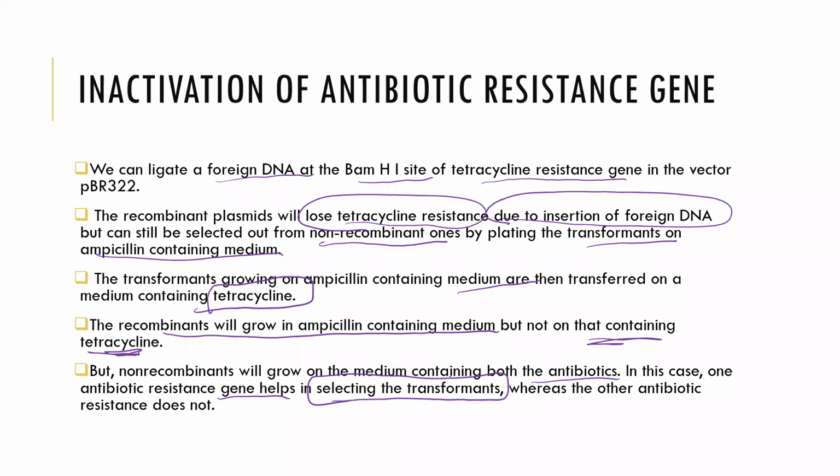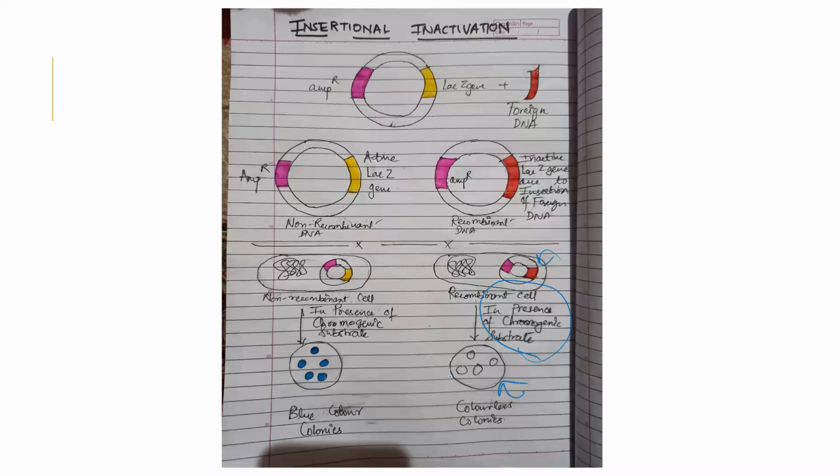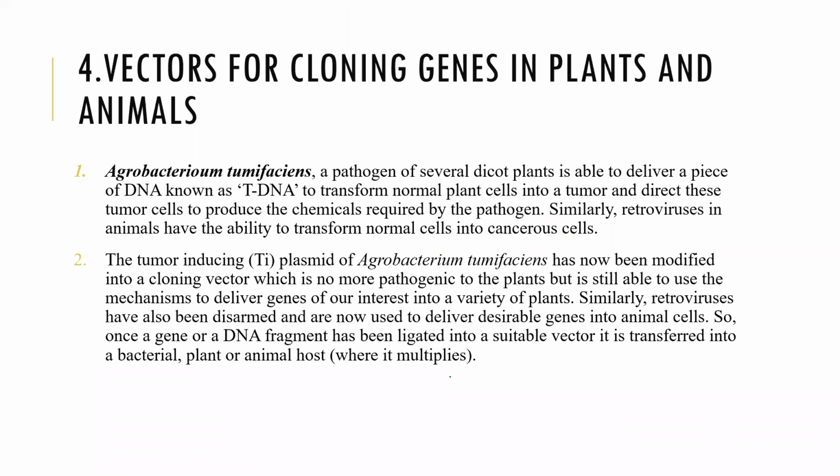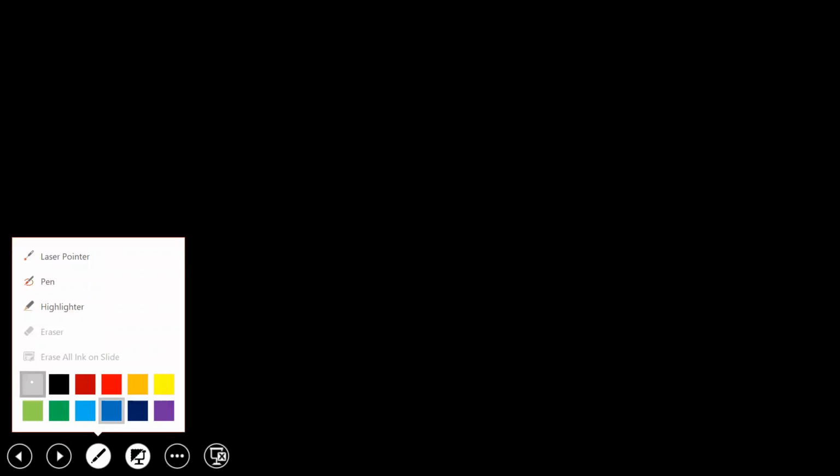So I've gone through this slide. Let's move on to the last slide, which is about Agrobacterium tumefaciens. This is Agrobacterium tumefaciens. It is a pathogen, a bacteria. A pathogen is nothing but a disease causing microorganism.